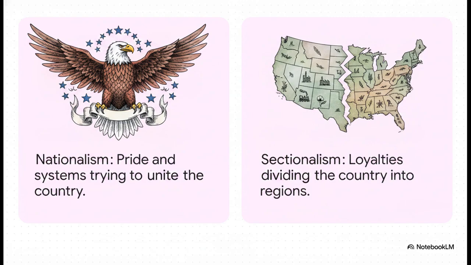This creates what is basically the ultimate conceptual battle of early America. On one side, you've got nationalism. These are the forces, pride, and systems trying to unite the whole country into a single powerhouse. On the completely opposite side, you have sectionalism. Forces and loyalties dividing the country into distinct, stubborn regions, like the North and the South, which usually clashed over major issues like the economy and slavery. It's this constant, incredibly tense tug of war between national pride and regional loyalty.